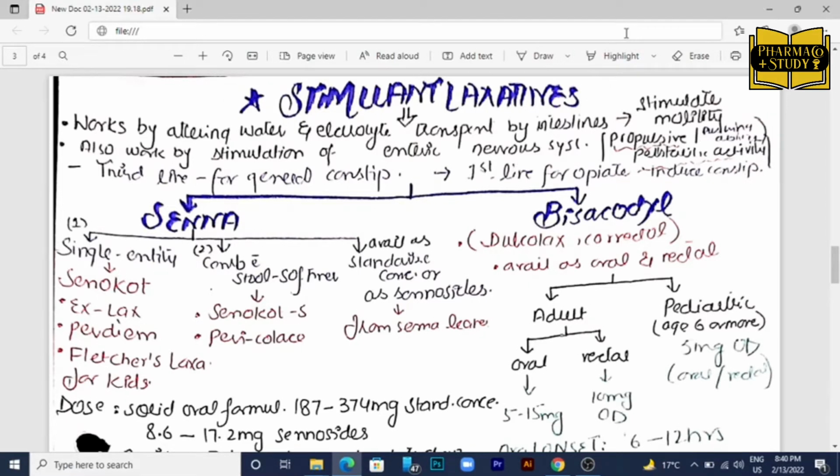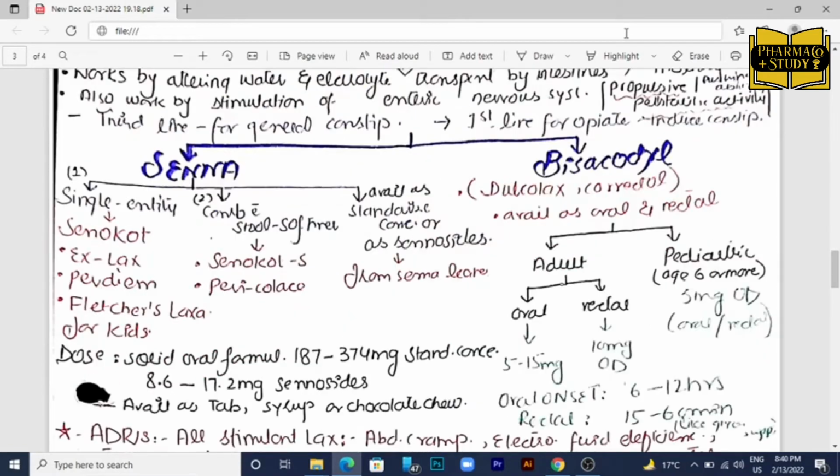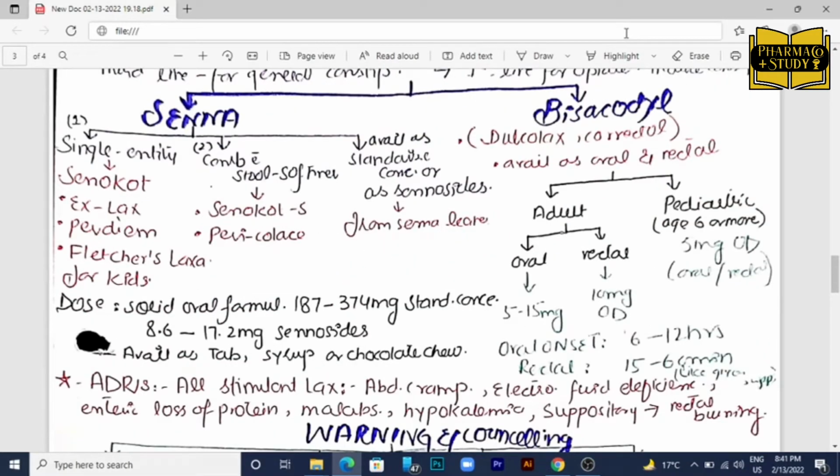Now let's see the classes of drugs that come under the stimulant laxatives. First is senna, which is very important and common. When given as a single-entity drug, it comes under brand names like Senokot, Ex-Lax, and many others for children. It also comes in combination form with the stool softener docusate.